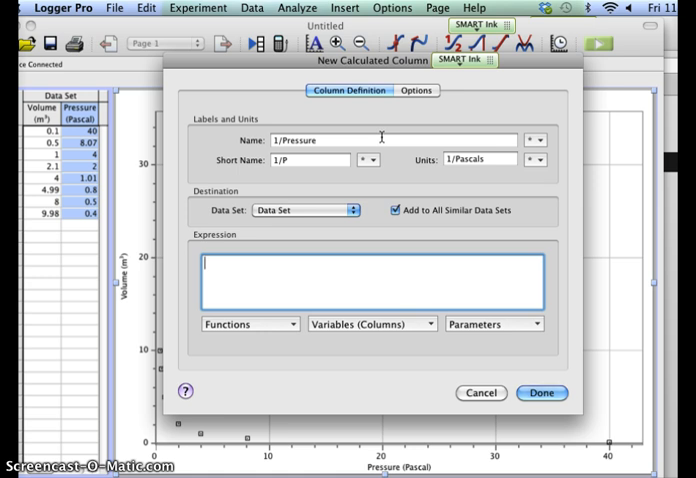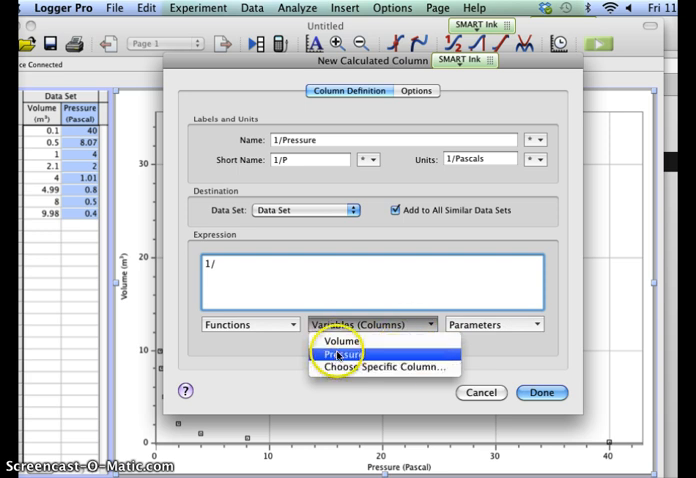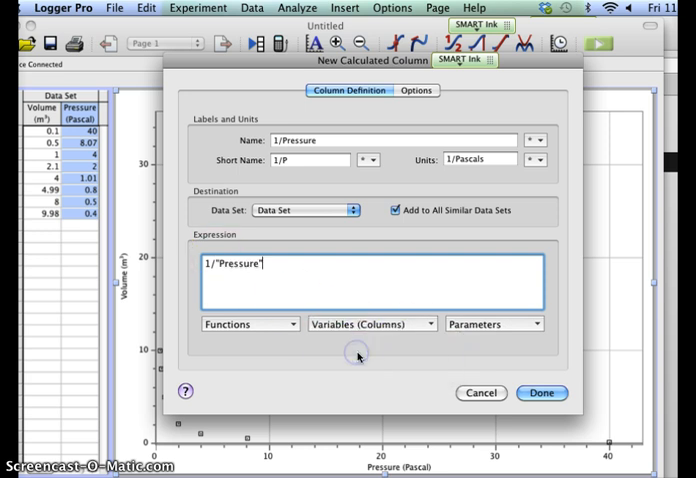1 over pressure. Okay, so 1 slash, now this is the important part. You have to choose pressure from here. You don't just write pressure. The computer says, see how it puts it in quotes? It's saying take this whole column. Take every number there. Instead of 40, the computer's going to go 1 divided by 40. Instead of, I don't know, 8.07, the computer's going to do 1 over that. You following me? Yeah. This is how all spreadsheets work. This is why they're so powerful.